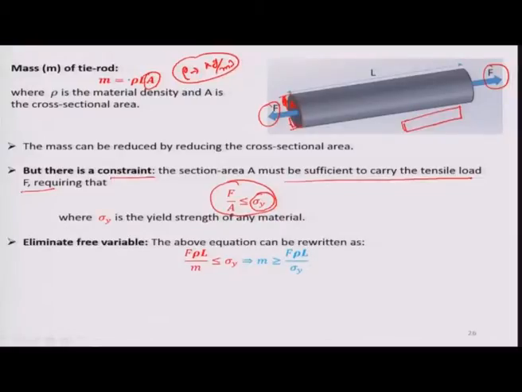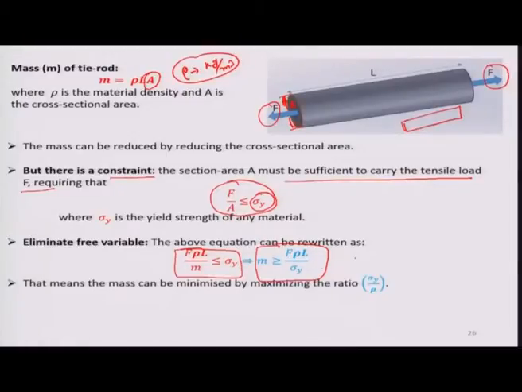A is equal to M by rho L. So, after putting this, we are getting F rho L by M is equal to sigma y, and finally this one. So, here you can see that in this expression rho is a metal property, L is fixed, F is fixed. So, only variable is rho and sigma y.